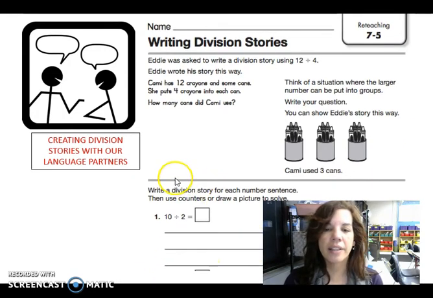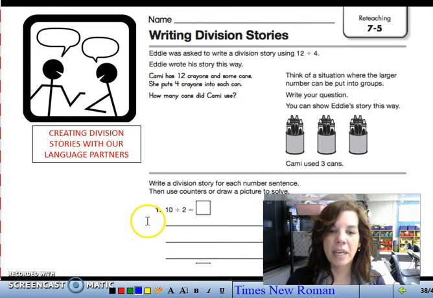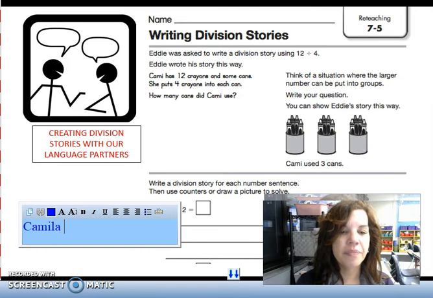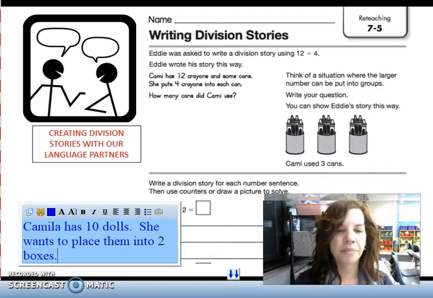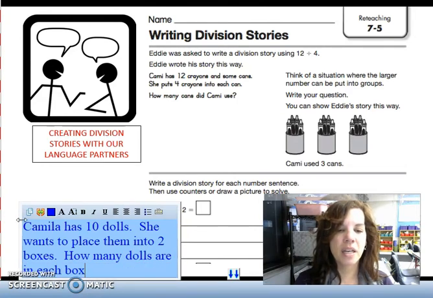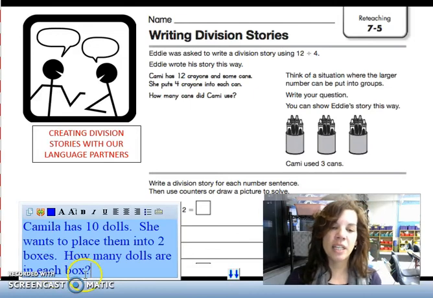So let's work on, that was my verbal rehearsal. Now I'm actually going to write it. Okay, so Camilla has 10 dolls. She wants to place them into 2 boxes. How many dolls are in each box? See how I have my question at the end?